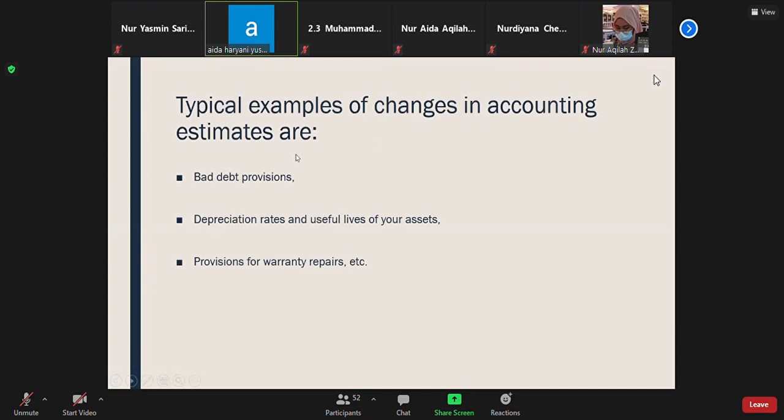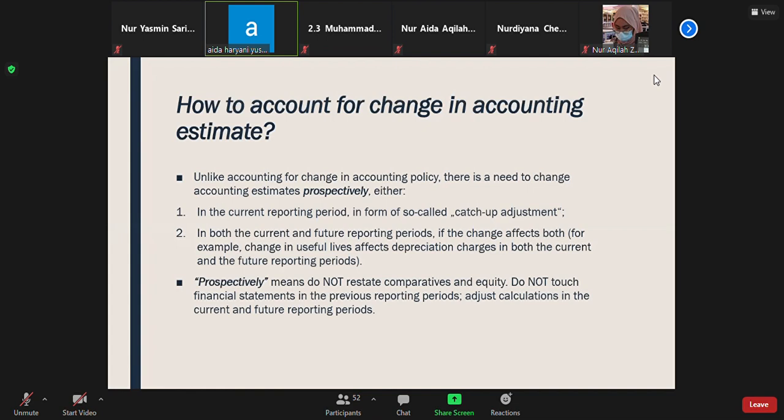Okay. So typical examples of changes in accounting estimates are bad debts provision. Okay, there is a change to the bad debt provision. Last time it was 10%, maybe this time it is 5% only. Okay, there is a change to the depreciation rates, the percentage or the useful life of your asset. Or maybe there is a change to the provision for warranty repairs. So this is under IAS 37, the provisions that you all make. Provisions, contingent liabilities and so on.